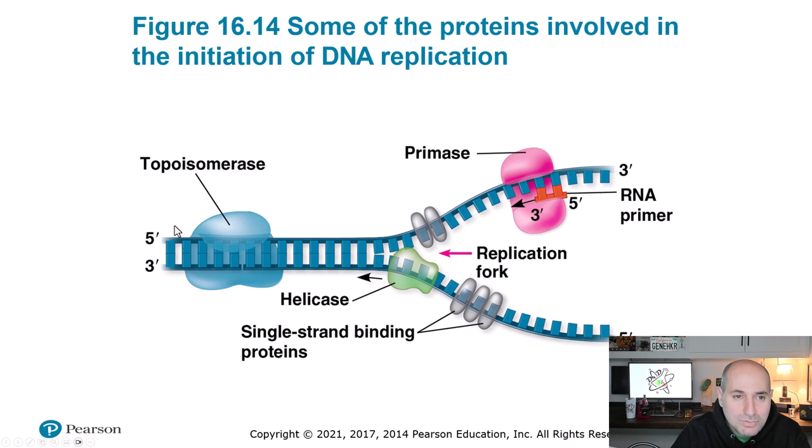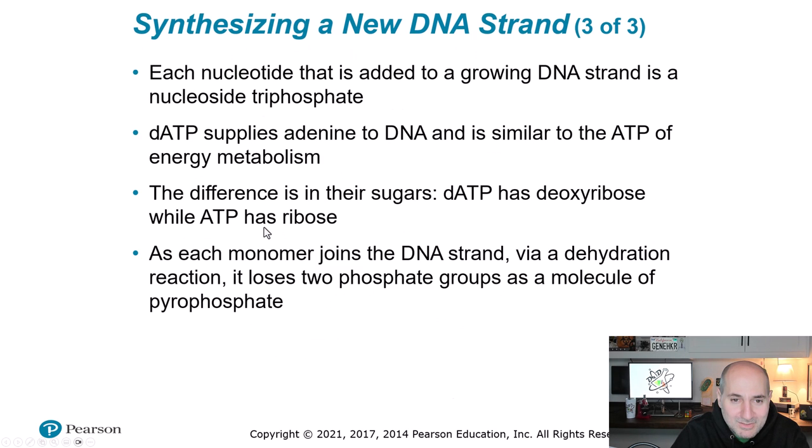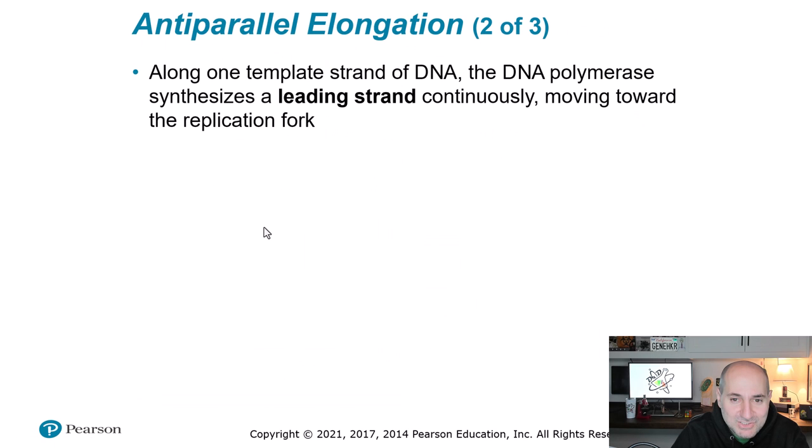Isn't that neat? So without topoisomerase, the more helicase does its job, the more the DNA gets supercoiled, and at some point, it's so coiled it can't be replicated any further. Topoisomerase relieves that supercoiling, allowing helicase to finish its job.